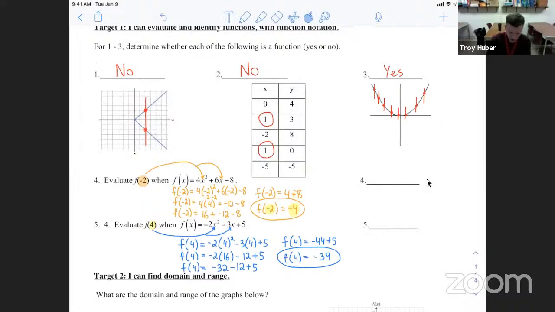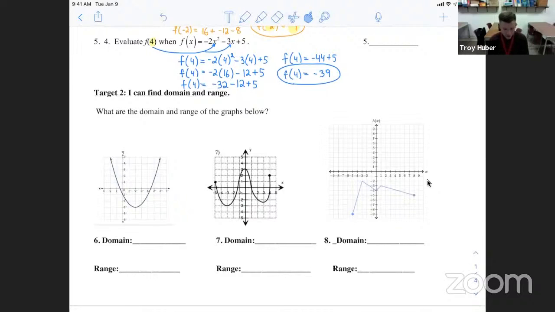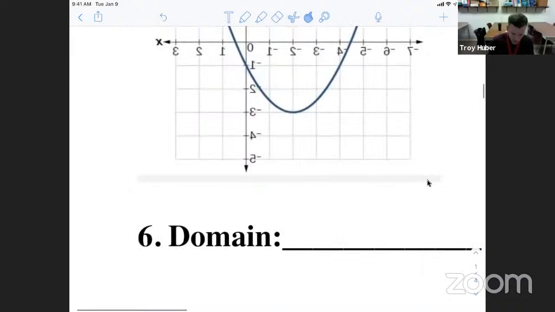All right, we're going to change gears a little bit. We're going to move into target number 2: I can find domain and range. Whenever we look at domain, we're always looking at our x-axis, and I'm going to do domain in orange. So domain is always going to be left and right.